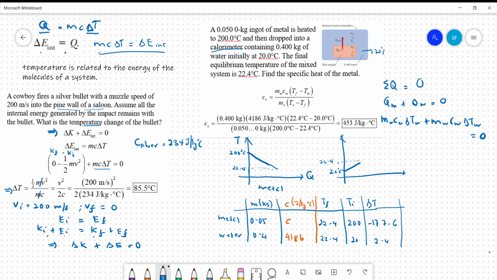You just substitute all the values here. M metal is 0.05, and the one we are going to find is the specific heat of the metal. Delta T metal is negative 177.6, mass of the water is 0.4, specific heat of water is 4186, and delta T of the water is 2.4. Once you substitute all the values, we get the specific heat of the metal as 453 joule per kilogram per Celsius.